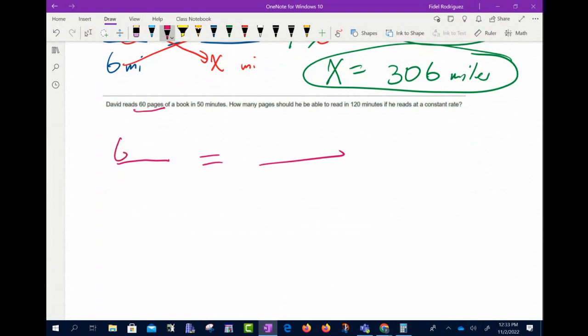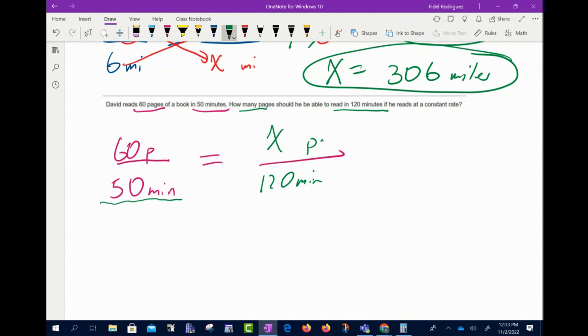And look what they tell me. We have 60 pages in 50 minutes. Okay. And now the second part of the question says, how many pages should he be able to read in 120 minutes? Well, if I know my number on the bottom here is minutes, then the 120 minutes has to go on the bottom too, and that's going to tell me the pages, because that's the pages over here as well, right?